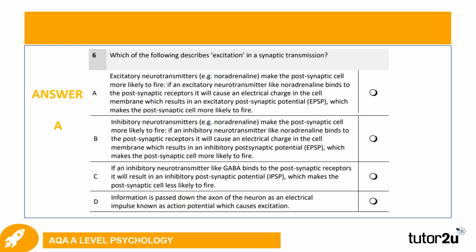Well done if you identified A as being the correct answer here. So excitation is all about, is that action potential more likely to fire on the postsynaptic neuron? If you have an excitatory neurotransmitter, such as noradrenaline, then it's going to make the action potential in the postsynaptic cell more likely to fire. If it's inhibitory, then it's going to be less likely to fire.